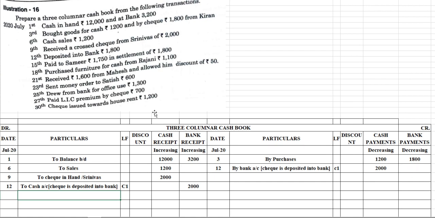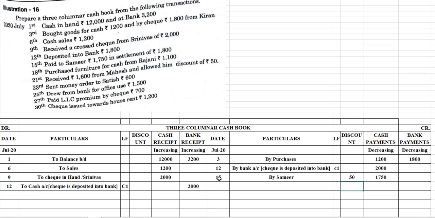Okay, next, on 15th paid to Samir 1,750 in settlement of 1,800. It's a cash transaction on 15th. On 15th, to Samir, in full settlement, we have paid how much to him in cash? 1,750 rupees, but we had to pay him how much? 1,800. That means 50 rupees discount he has given to us. Okay, we have received a 50 rupees discount.